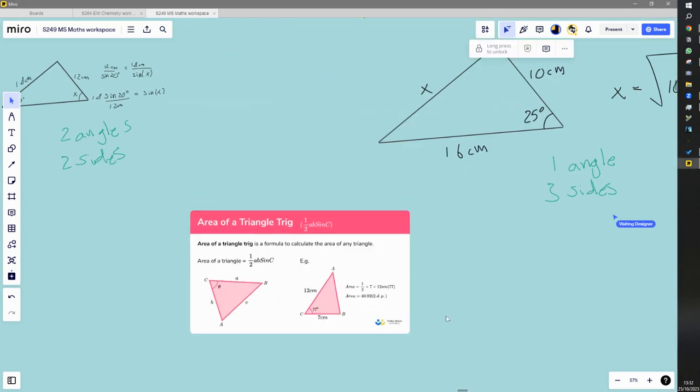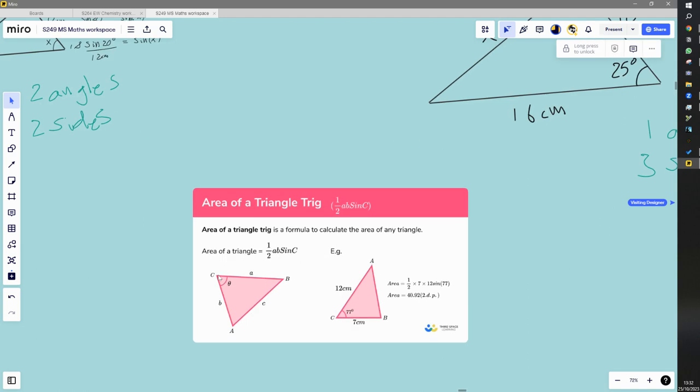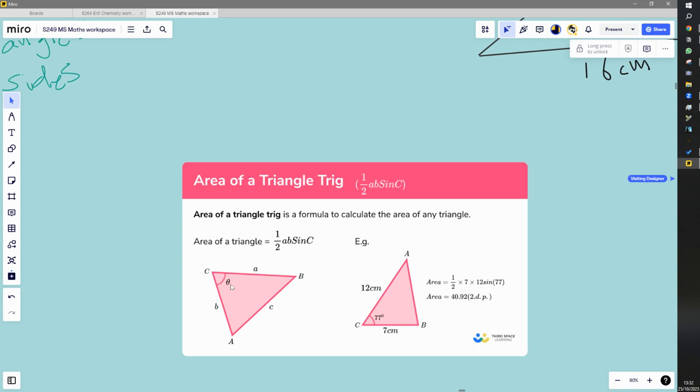Okay, so area of a triangle, we still use the same terminology, right? So we've got angle C, angle B, angle A. This is a little bit confusing because they've also labeled this angle theta. That's confusing because, where's theta in this equation? I might edit that. Basically, that's angle C. So all it's saying is that for the area of a triangle, we need to know the height and the base, so half base times height.